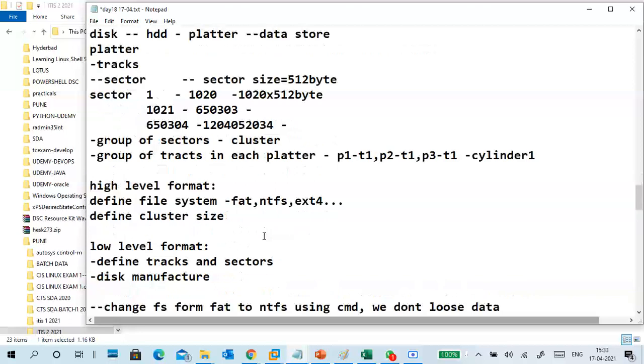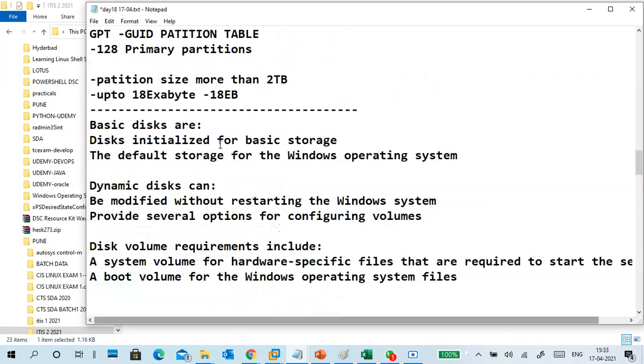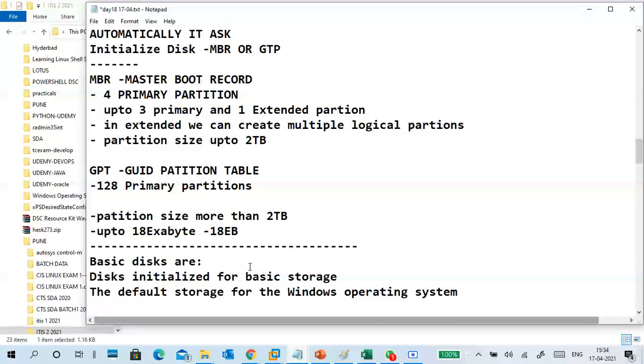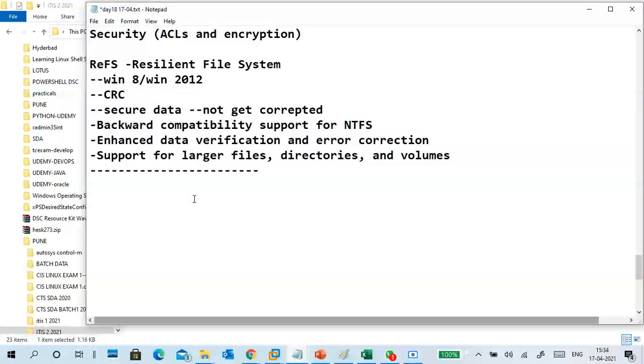So that's my point. And why this is important: if you write notes, that is very good. First of all, you should have the notes with you. This is also helpful, because this is what we discussed at that time, so you can recollect what we discussed. That's my suggestion. Okay, ReFS, of course. Next, file systems: different file systems are used by different operating systems.